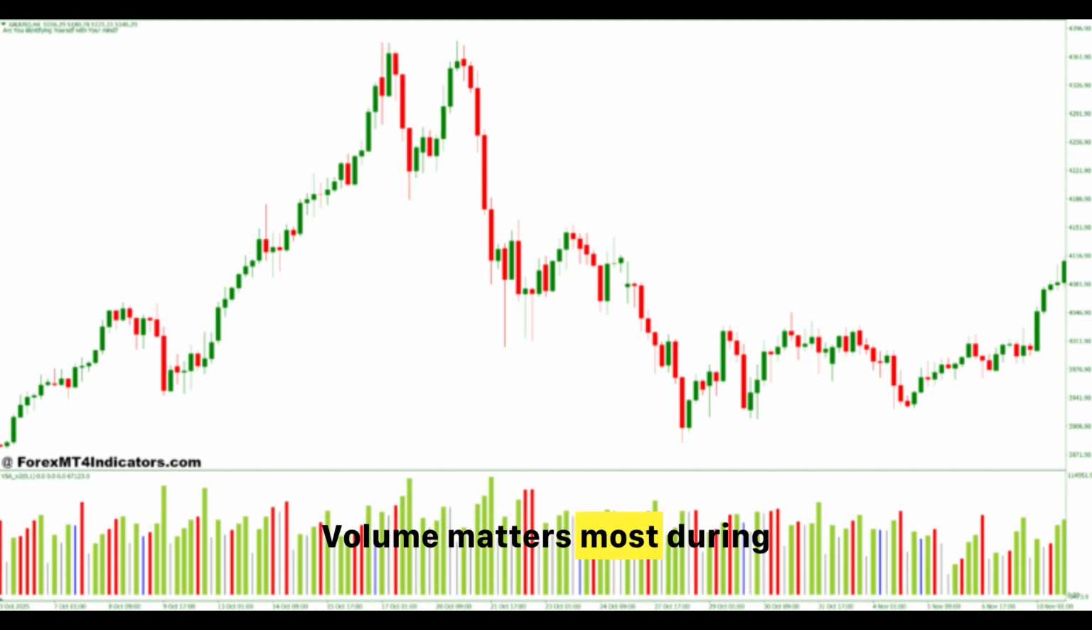Volume matters most during key market sessions like London and New York. Avoid trusting volume signals during quiet market hours because low liquidity can create fake setups.